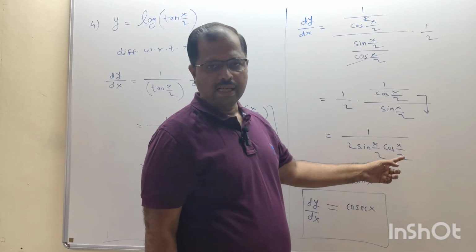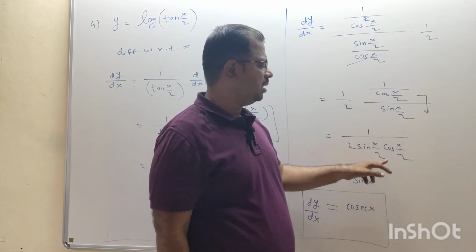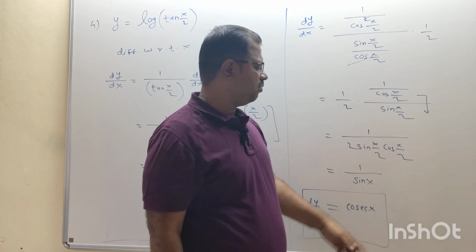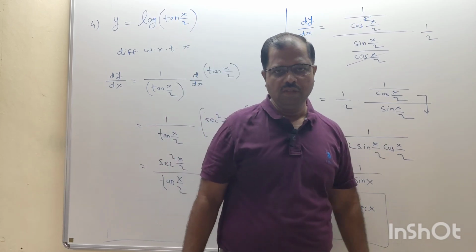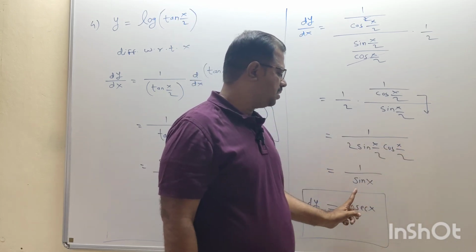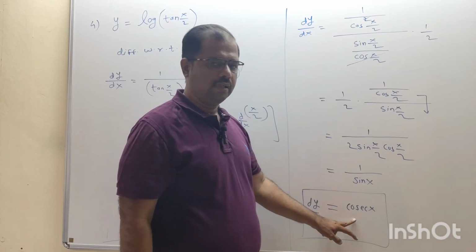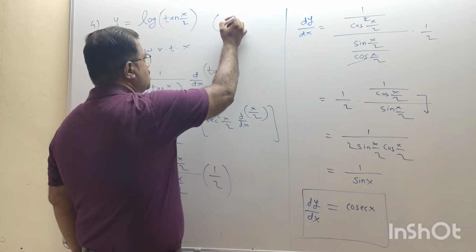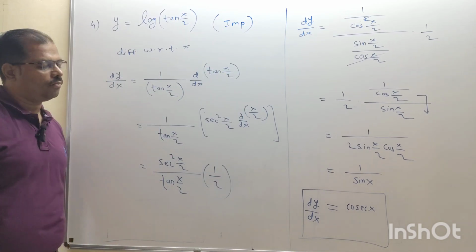We know that sine of an angle is 2 sin half angle cos of half angle. Therefore, 2 sin x by 2 cos of x by 2 is sin x. If the half angle is x by 2, then the full angle is x. Therefore, 2 sin half angle cos half angle is sin of the full angle, that is sin of x. And 1 upon sin x is equal to cosec x. This is the important question in this type.